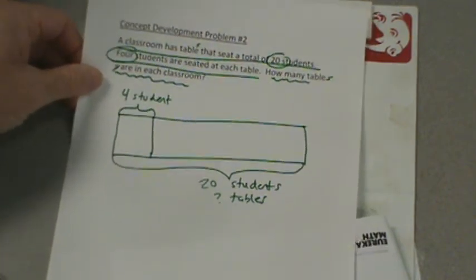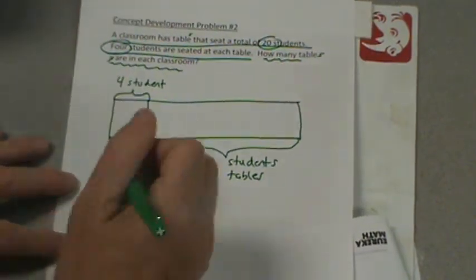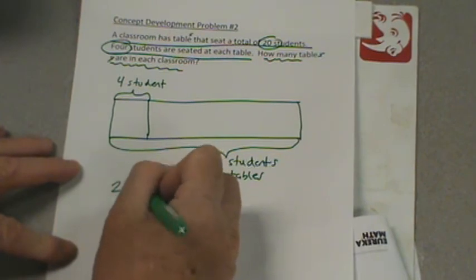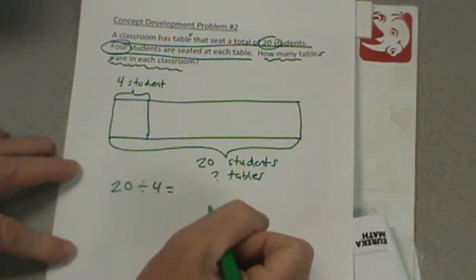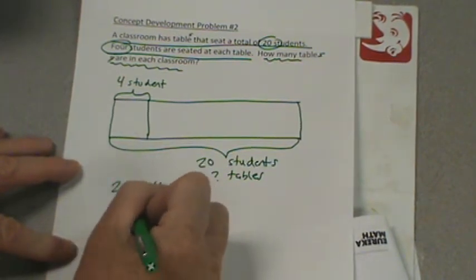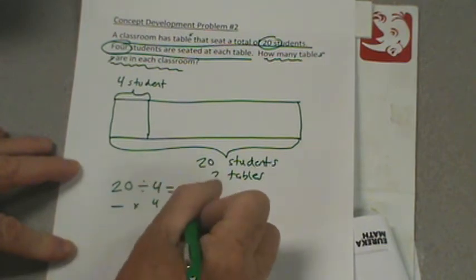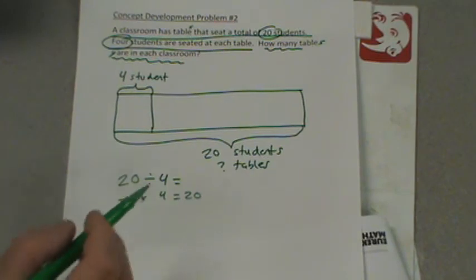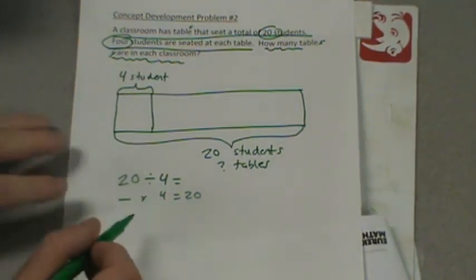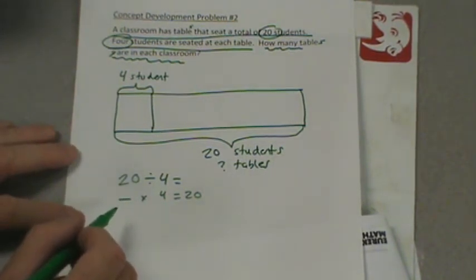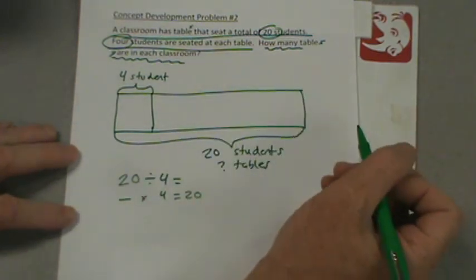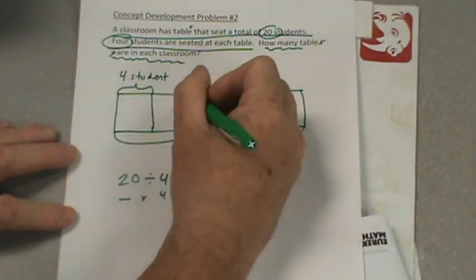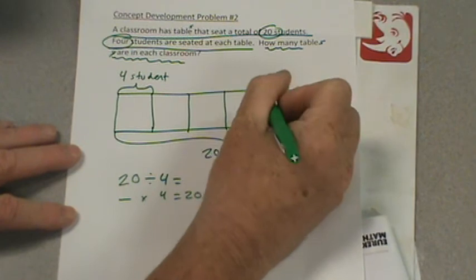And we can see the relationship between the multiplication and division if we do this. If we say 20 divided by 4 equals something, and then something times 4 equals 20. See the relationship? So let's figure this out. I know that 5 times 4 is 20, right? So how many table groups should there be? It should be 1, 2, 3, 4, and 5.